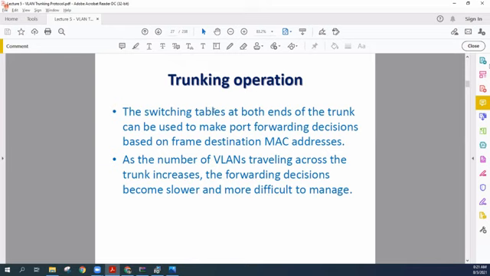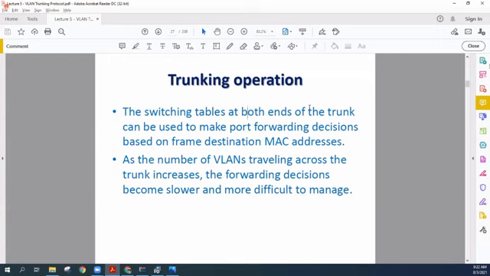Trunking operation. Now you have an idea about the trunk. Now how the trunk works. The switching table at both ends of the trunk can be used to make port forwarding decisions based on the frame destination MAC address. The switching table at both ends, that means the MAC address table, can be used to make port forwarding decisions based on the frame destination MAC address. It is obvious layer 2 communication happens in that way.